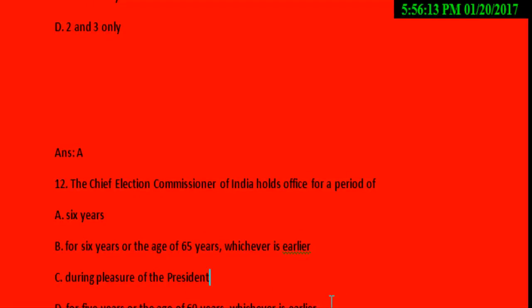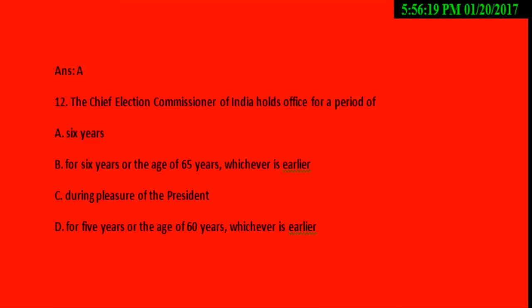The next question in this series is: the Chief Election Commissioner of India holds office for a period of 6 years, for 6 years or the age of 65 years, whichever is earlier, during the pleasure of the President, for 5 years or the age of 60, whichever is earlier. Your answer is B.